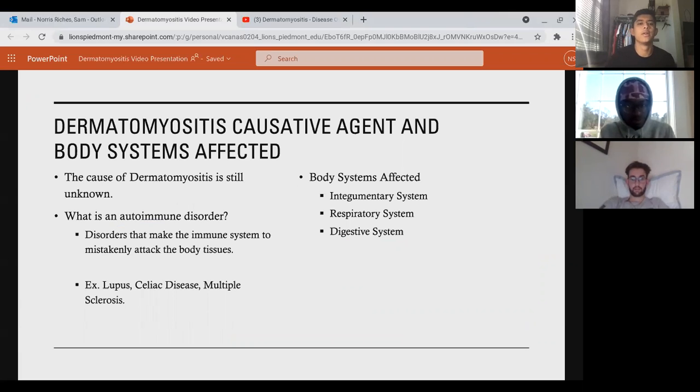Next, we're going to be talking about the dermatomyositis causative agent and body systems affected by the same disease. The cause of dermatomyositis is still unknown. However, it can be compared to other autoimmune disorders, which are disorders that make the immune system mistakenly attack the body tissues. Some of these other disorders are lupus, celiac disease, and multiple sclerosis. The main body systems affected by this disease are the integumentary system, respiratory system, and digestive system.